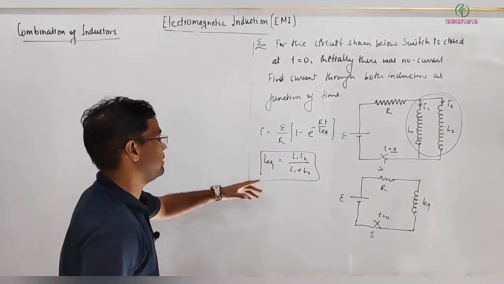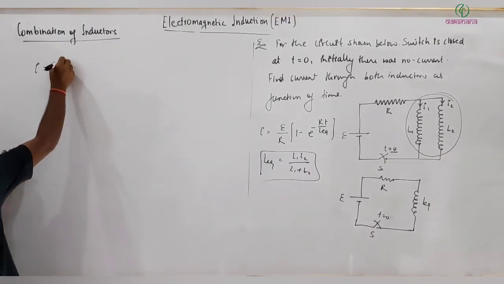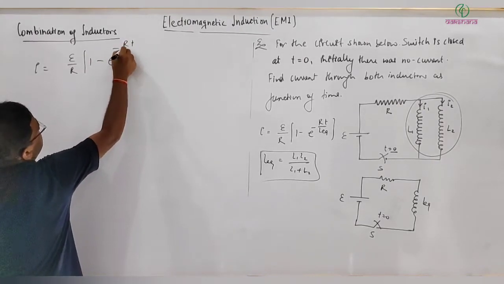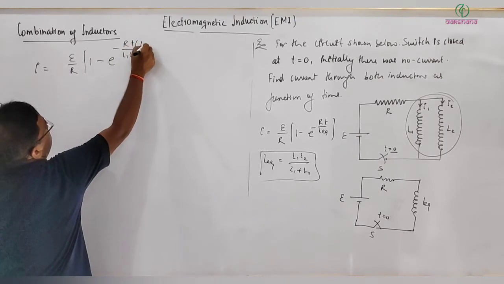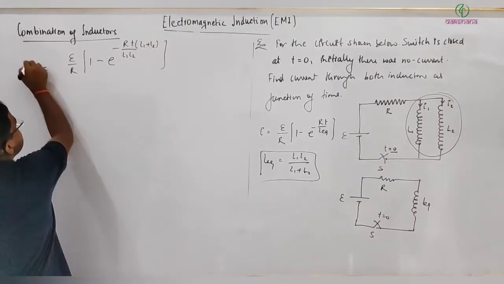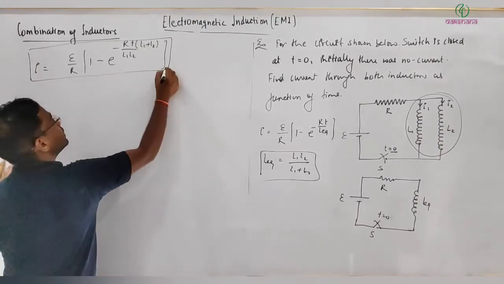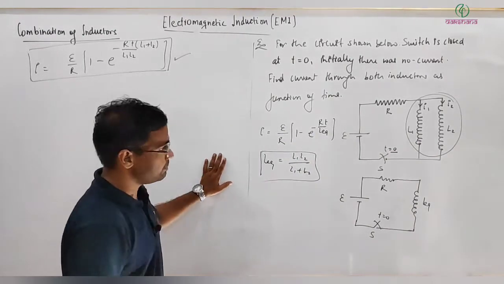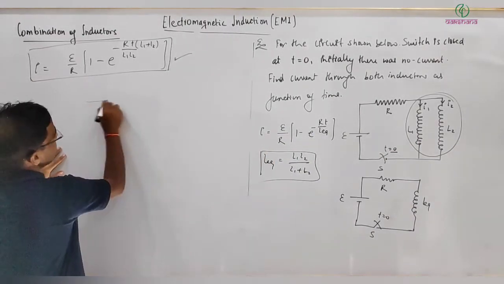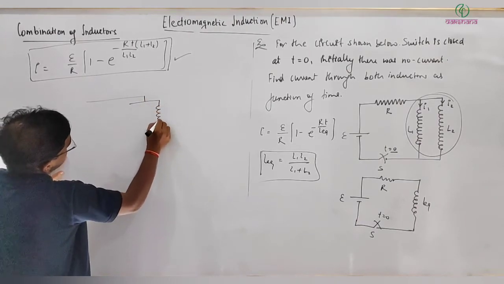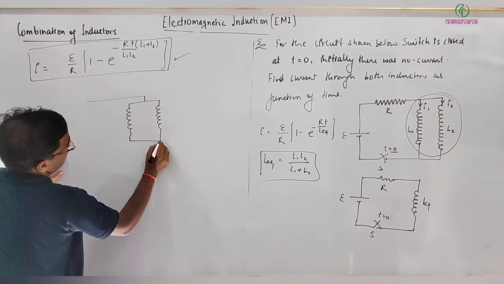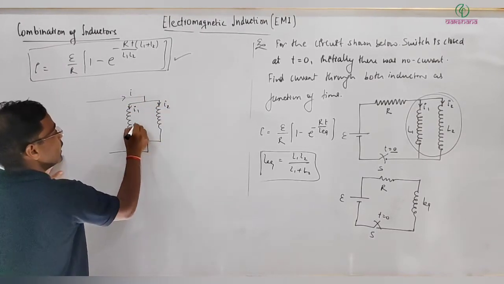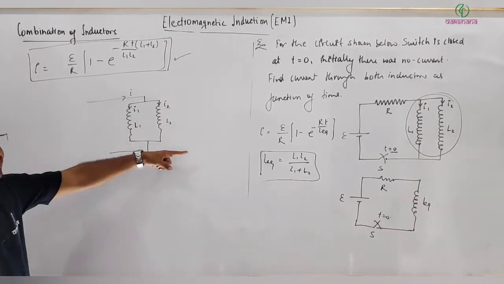I can substitute the values, then the total current comes out to be E divided by R into 1 minus e raised to power minus Rt times L1 plus L2 divided by L1 L2. So this is the total current flowing through both the inductors, or I will say through the resistor. Now you can see the situation we have: two inductors like this, and total current I is passing here. It's I1 here, I2 here, and these are L1 and L2.